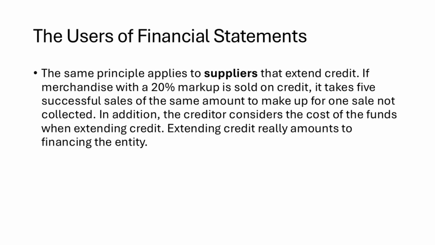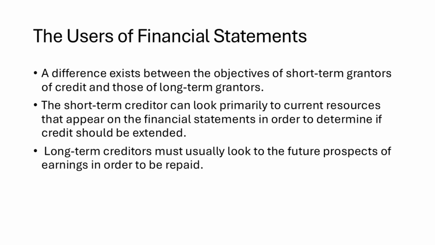If merchandise with a 20% markup is sold on credit, it takes 5 successful sales of the same amount to make up for 1 sale not collected. In addition, the creditor considers the cost of the funds when extending credit. Extending credit really amounts to financing the entity. A difference exists between the objectives of short-term grantors of credit and those of long-term grantors.